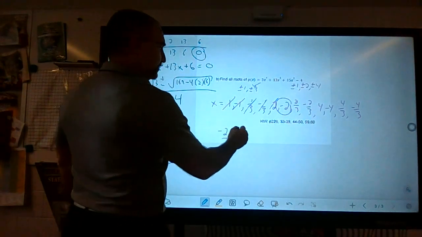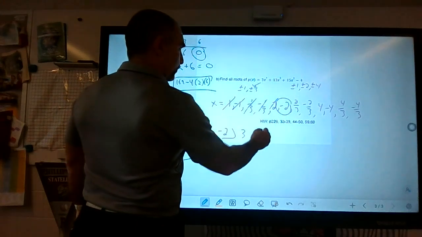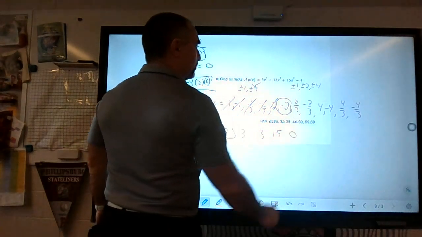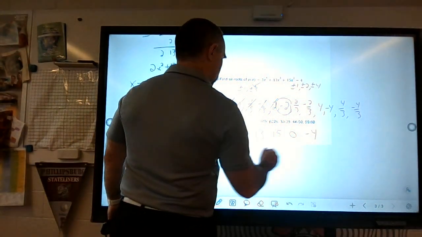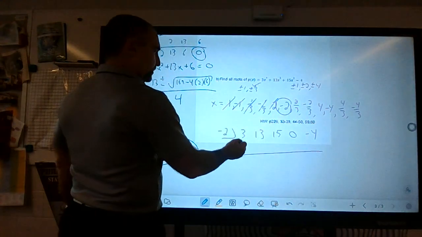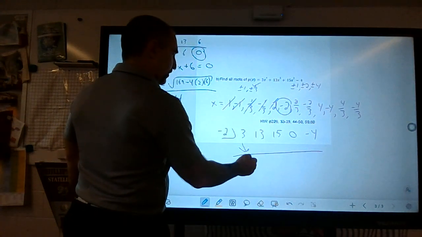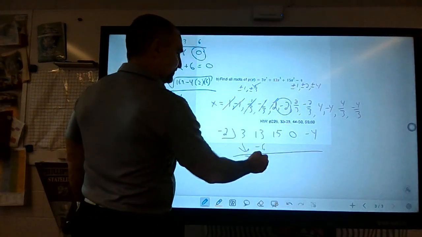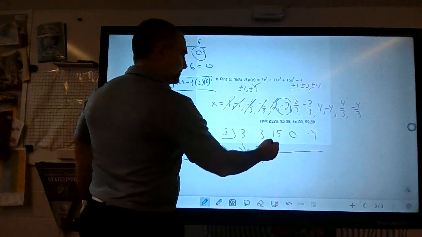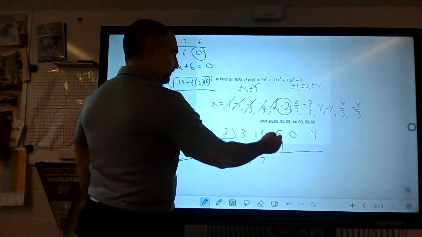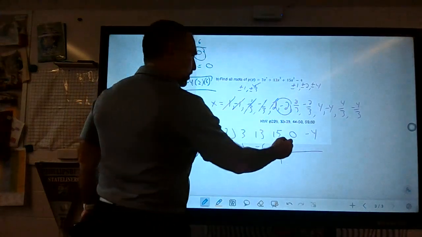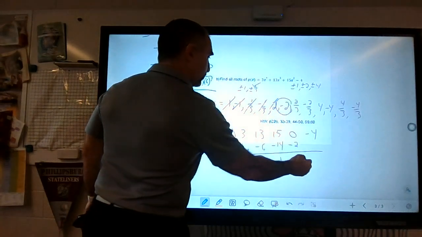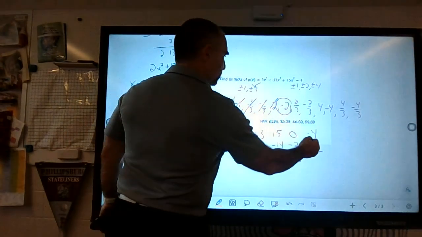Now I'm going to do my synthetic division. 3, 13, 15. Careful, we skipped the x term, the linear term. Need a 0 in there and a negative 4. Okay, real quick, I'll do this for you. Bring down the 3. 3 times negative 2 is negative 6. 13 plus negative 6 is positive 7. 7 times negative 2 is negative 14. 15 plus negative 14 is positive 1. 1 times negative 2 is negative 2. 0 plus negative 2 is negative 2. Negative 2 times negative 2 is positive 4.